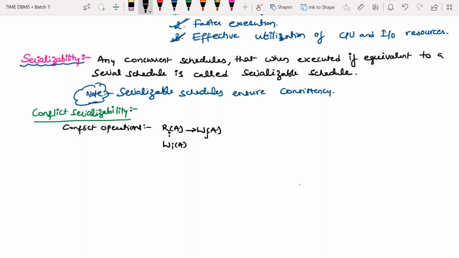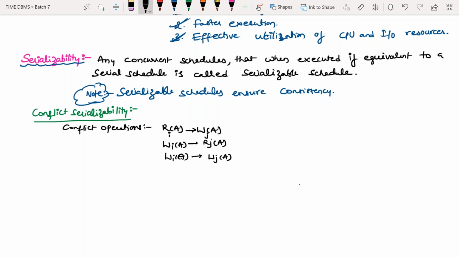Write IA, read JA. And write IA and write JA. Read-write, write-read, write-write are the conflicts. These are called conflict operations.